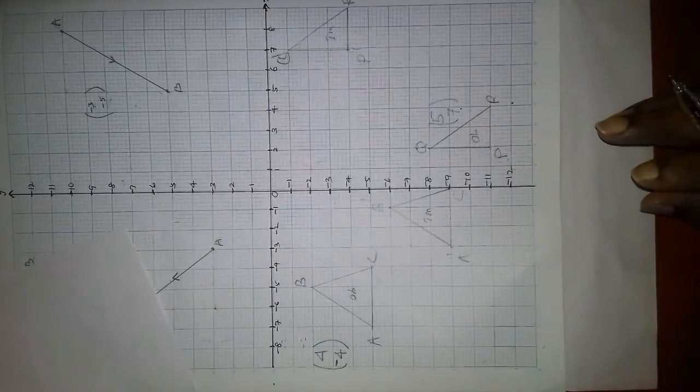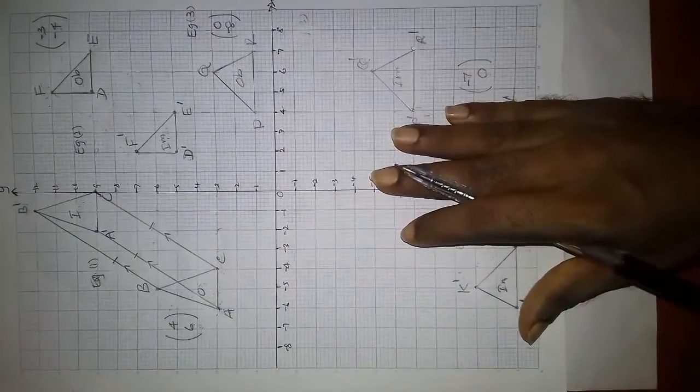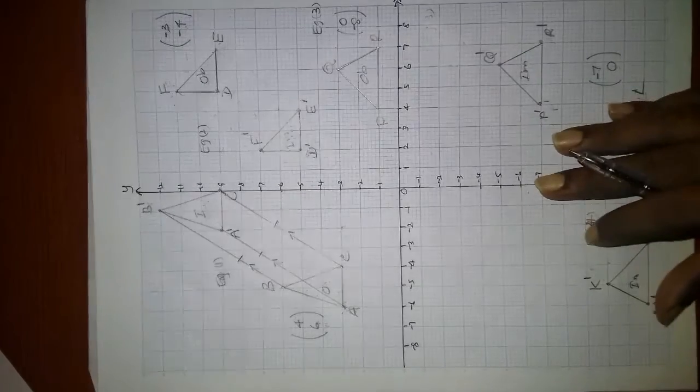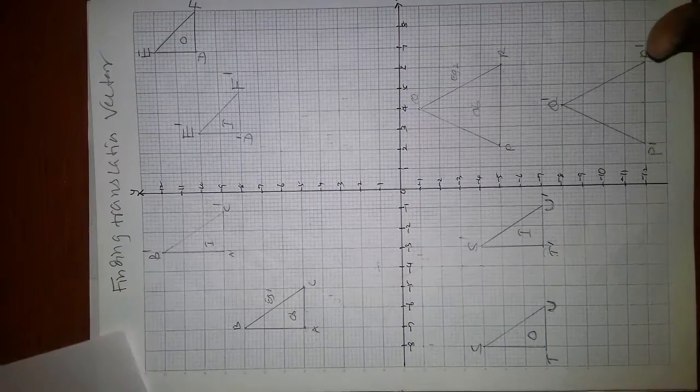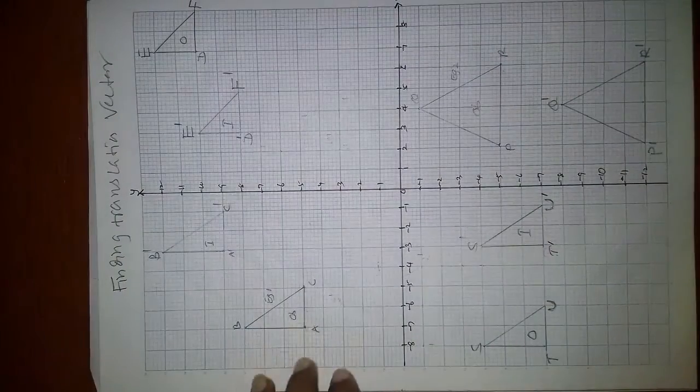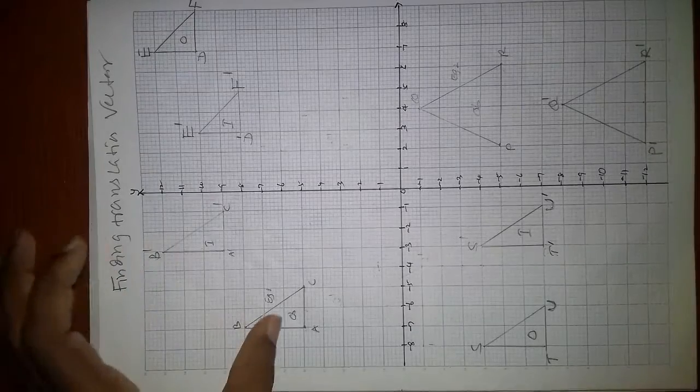The next part that we have to deal with, and it is very important, is how to find the translation vector. In some instances, you may be given the object and the image.